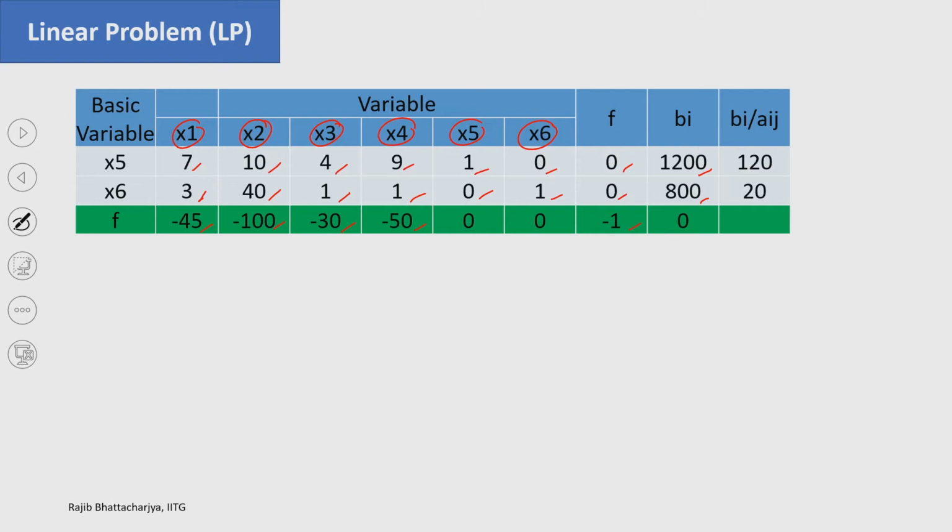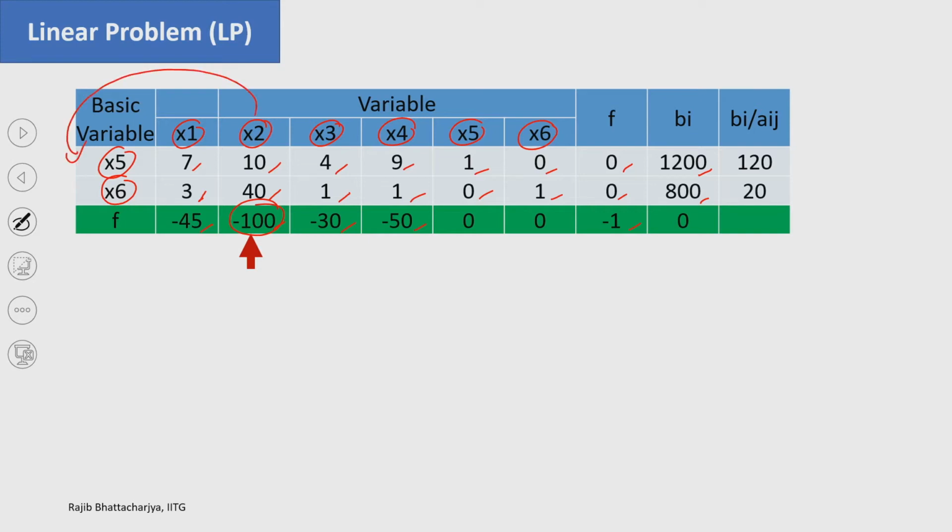Okay. Now, x5 and x6. So, x5 and x6 are now basic variables. Okay. So, they are basic variables x5 and x6, and x1, x2, x3 and x4 are non-basic variables. Now, what is the first step? That I have to look at the objective function row, and I have to look for the minimum value here, minimum negative. So, what is minimum negative here? That is 100. So, that is the minimum one. So, therefore, x2 will enter into the basis.